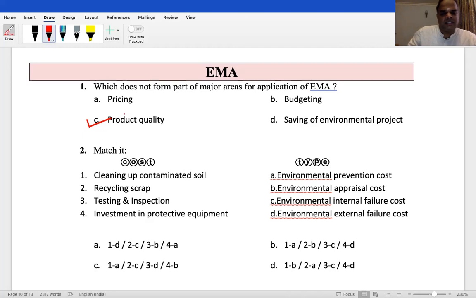Match the cost and the type. Cleaning up contaminated soil, recycling scrap, testing and inspection, investment in productive equipment. Whereas the types are environmental prevention cost, environmental appraisal cost, internal failure cost, and external failure cost. So you have to match it.